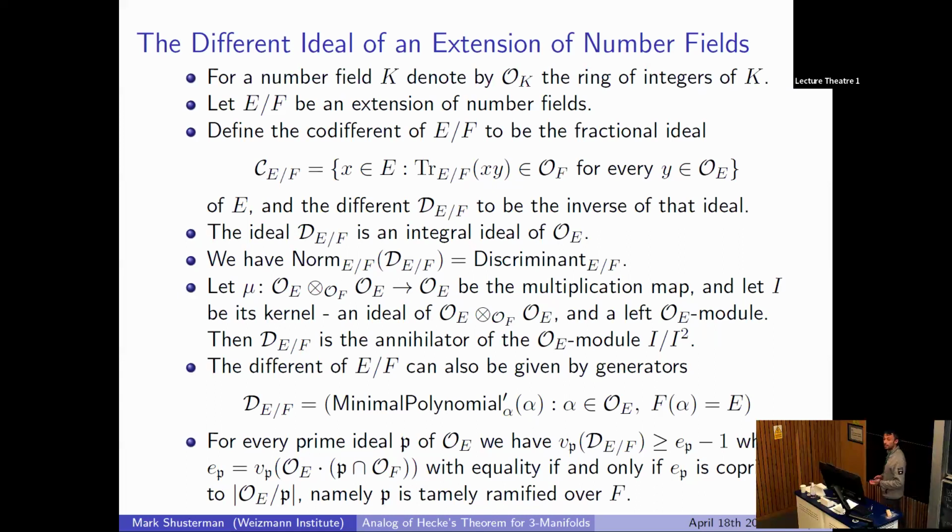And I'm emphasizing the tamely ramified case because that's going to be the most relevant case for the analogy with three manifolds in a moment. But you can generalize this inequality to an equality in complete generality in terms of the ramification groups and the ramification filtration of the local Galois group of the decomposition. It ends up being a formula which is a little messier than that, but still you can say what's the precise multiplicity of every prime in the different, and that of course also pins down the different uniquely.